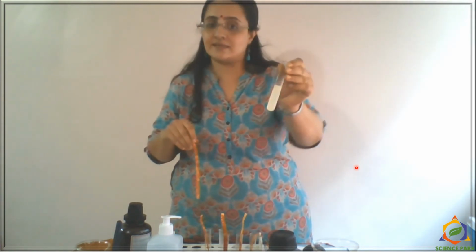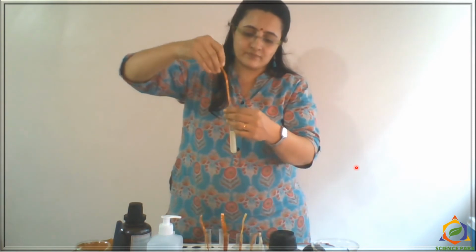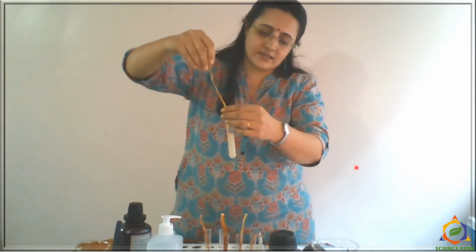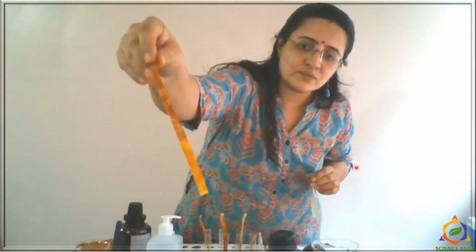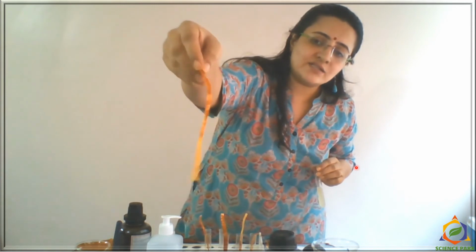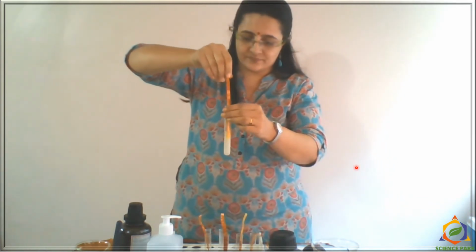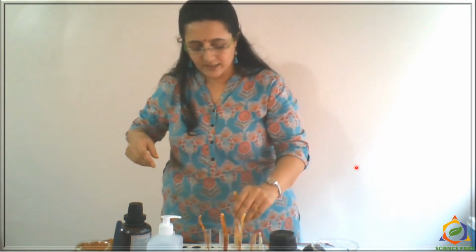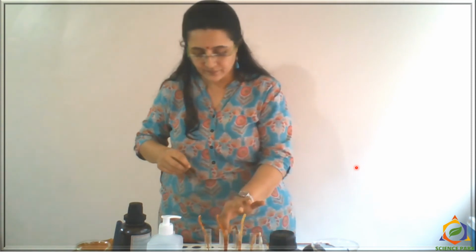This is citric acid, lemon juice. I have squeezed half a lemon, and now I am putting turmeric paper into that. Nothing has happened to this paper. It has changed to a lighter shade of yellow. That shows that this is acid. We all know that lemon juice contains citric acid.